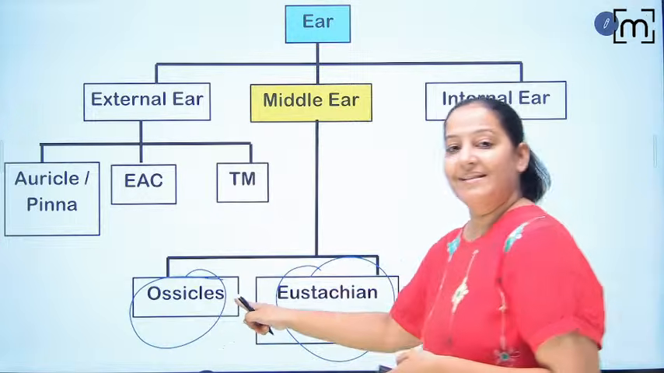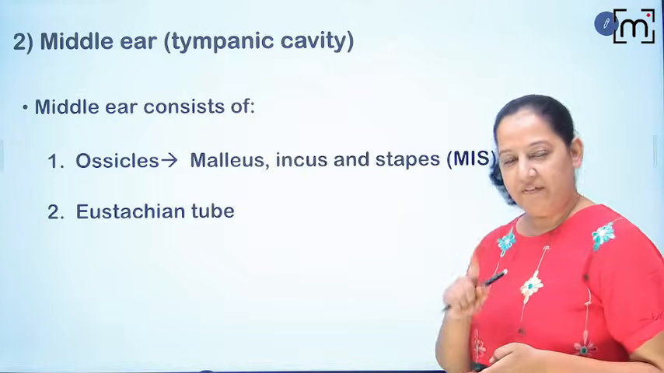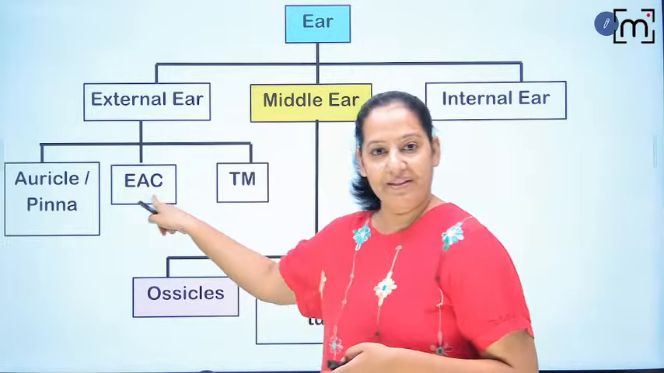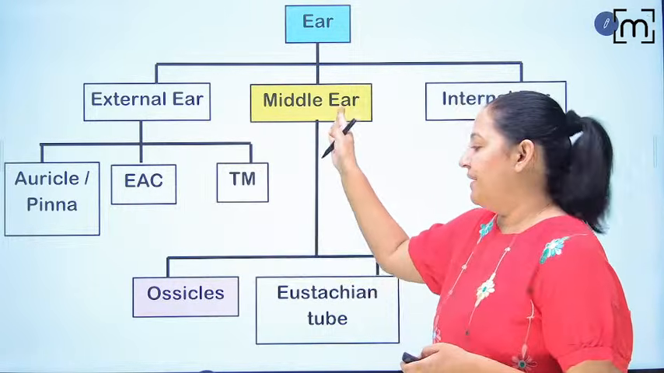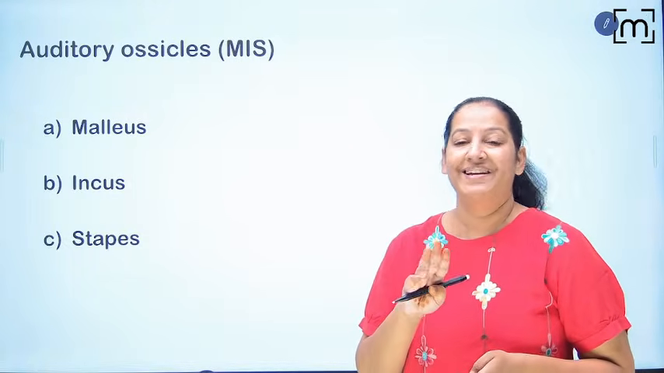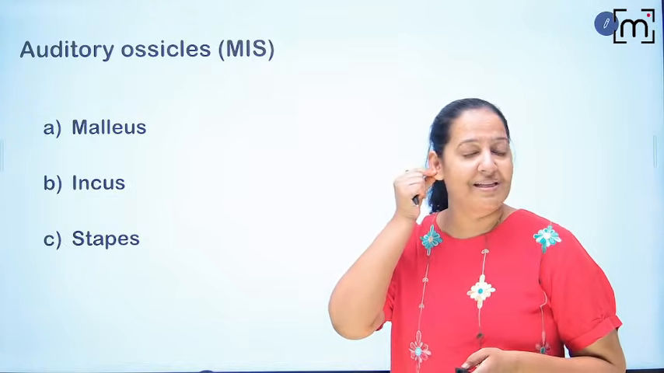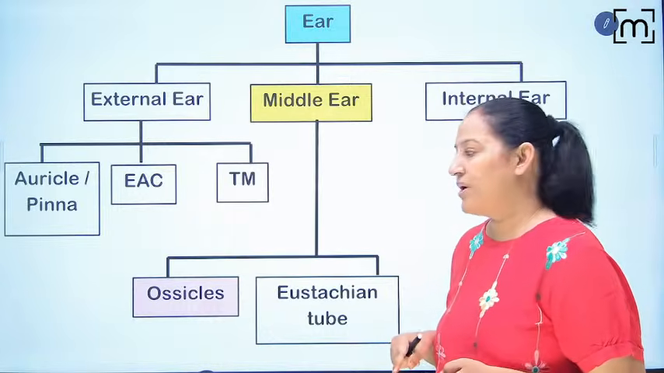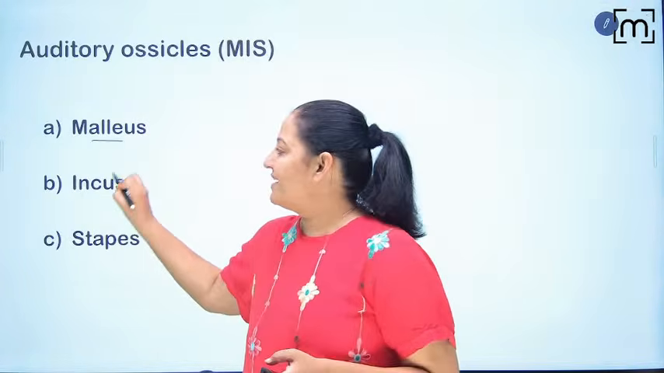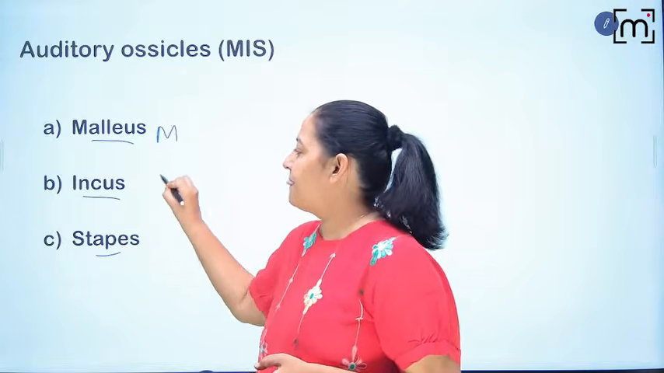We have ossicles and we have the eustachian tube. One by one we will take. So let's start with the ossicles. We have seen all these three structures in the external ear. Now in the middle ear, let's start with the ossicles. What are the three ossicles? The three bones inside the ear. Name the three ossicles. The three ossicles are Malleus, Incus, Stapes.